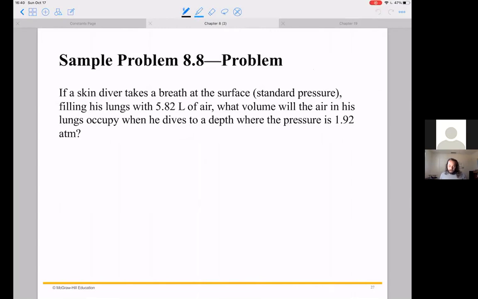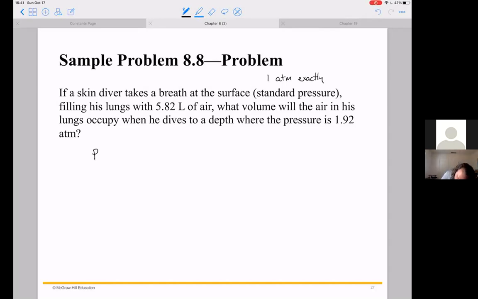Okay, so an example problem would be, let's say if you've ever gone scuba diving, you know that the volume of air in your lungs actually shrinks as you go down. So that's what this problem is here. If a skin diver takes a breath at the surface, which is standard pressure, remember standard pressure means 1 atm exactly, filling his lungs with 5.82 liters of air, what would the volume be if he dives to a depth where the pressure is higher at 1.92 atm?